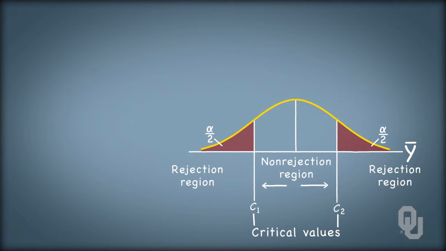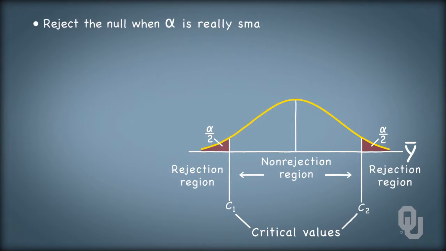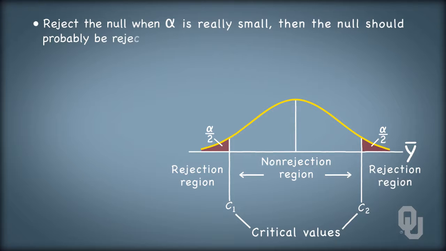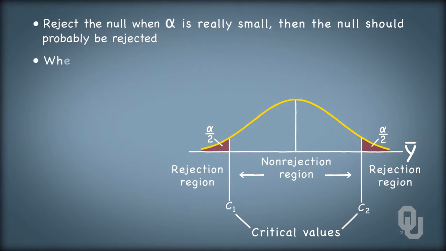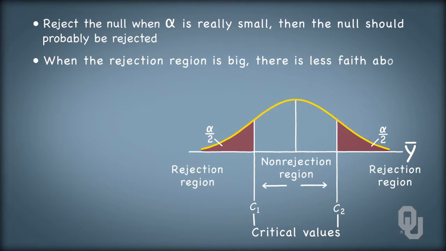Another way to think about that, if we reject the null when alpha is really small, then we probably really should be rejecting the null. If the evidence lies way in the tail, we have a lot of faith about rejecting the null. As such, when the tail decreases, our level of confidence increases. If the rejection region is small, then we have a lot of confidence in that result. When the rejection region is big, we have less faith that we're drawing the correct conclusion. Also, when the rejection region is big, or when alpha is big, we're leaving ourselves open for type 1 error. The bigger the rejection region, the more likely the evidence will fall in the tail when it shouldn't.